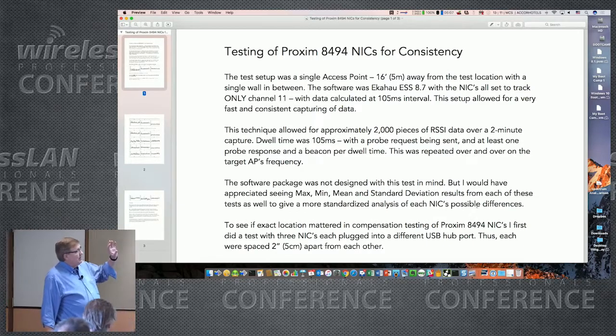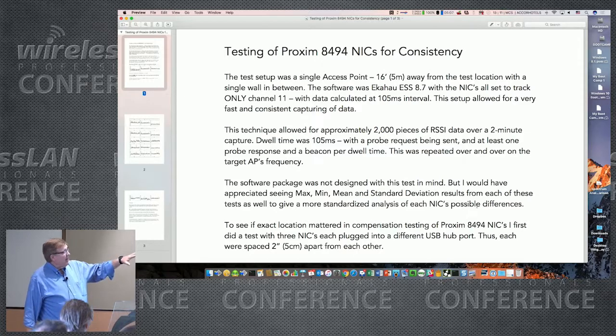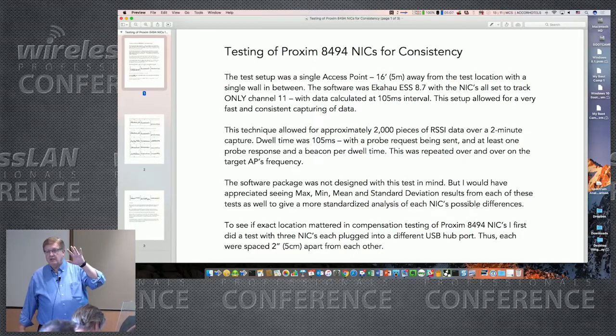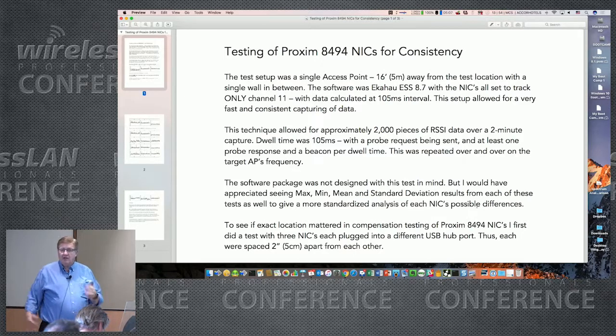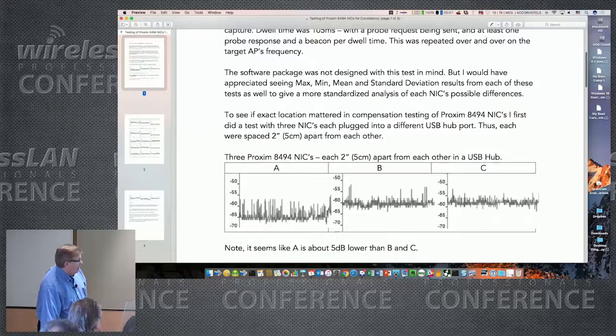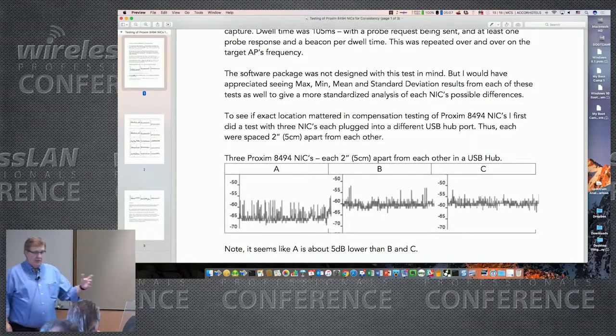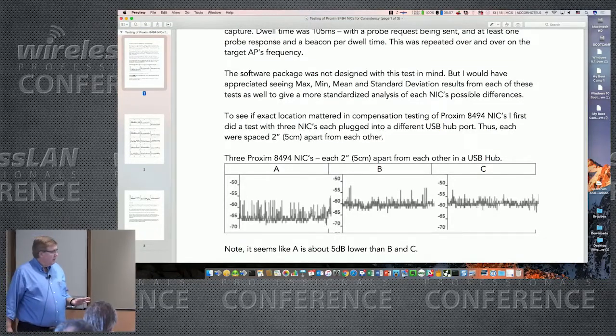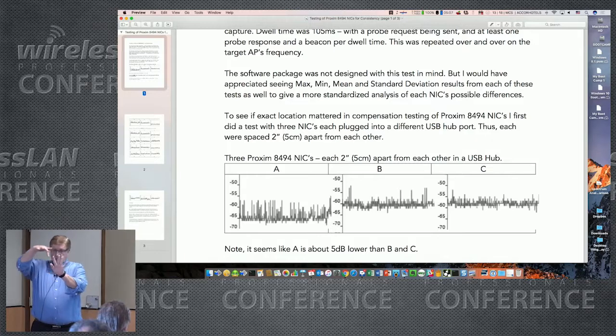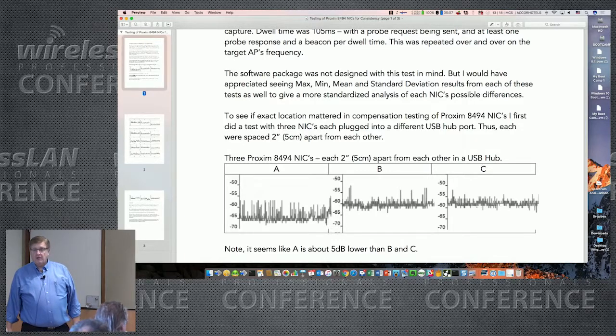So I set it up with a system where I could gather 2,000 pieces of information in a 2-minute period. That's a lot of data. So you're going to see on the screens, they're really close together. And it looks something like this. I took 3 NICs and put them in a USB hub. They're about 5 centimeters apart, about that far apart, and ran their data sets. Are they consistent?